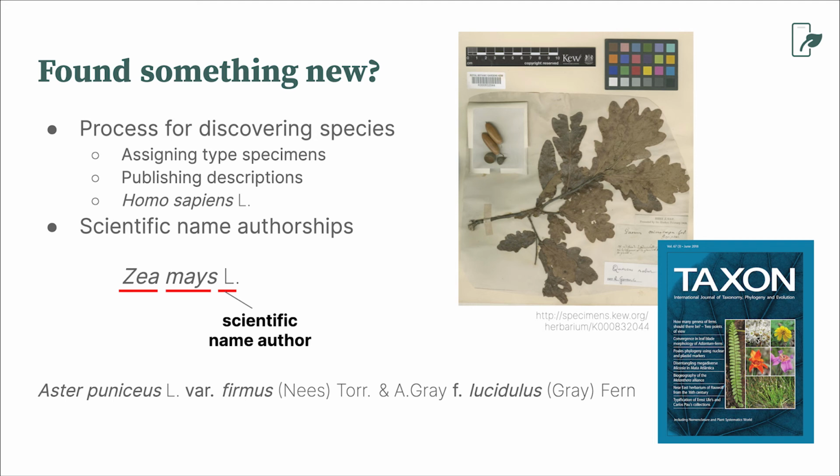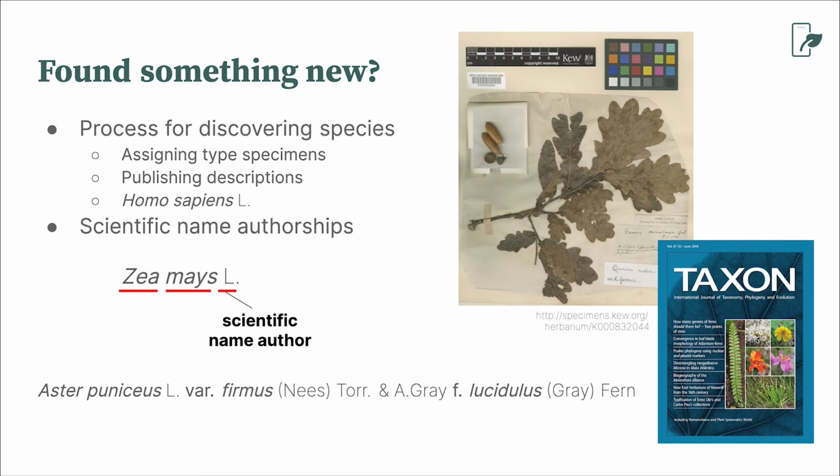And also, as the describer of that species, you will then become the author for that species description. And often you might have seen this in scientific names. So we'll go back to our popcorn plant example. And often you might see Zea mays, which is the genus and the species, followed by this curious letter at the end. And this at the end is actually the abbreviation of the scientific name author. So this is the person who first described this species and published it.